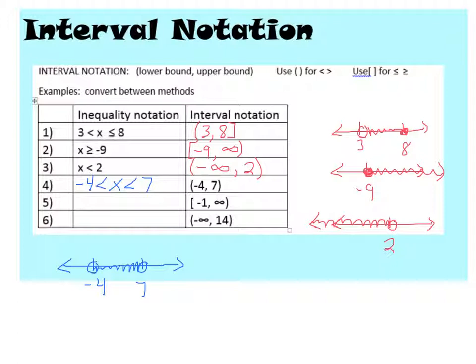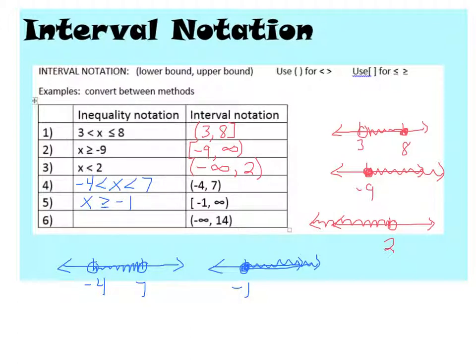Okay, let's try some that have some infinities in it. So this next one, number 5, the lowest it can be is -1. That's a bracket, so I'll do a closed dot. And the highest it can be is infinity, so that tells me it's going this direction. Basically I want all the x values that are bigger than -1. So x is greater than or equal to -1.